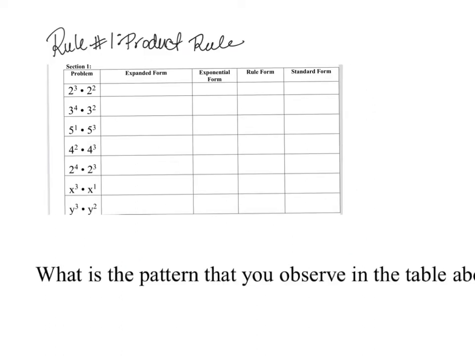Rule number 1 that we're going to talk about today is the product rule. And anytime you hear the word product in a math class, you should be thinking about multiplication, okay? So if I look in this table here, we are multiplying the same base. Some of the observations that I need you to make: do you notice how in each one of these problems, I am multiplying, that dot means multiply, the same base, okay?